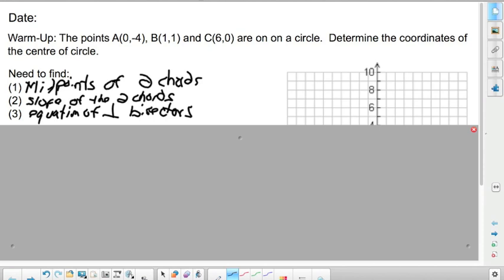And that's why we get the slope of our chords, right? Because the bisector is going to intersect at 90 degrees. So we know that the relationship between slopes is going to be the negative reciprocal.